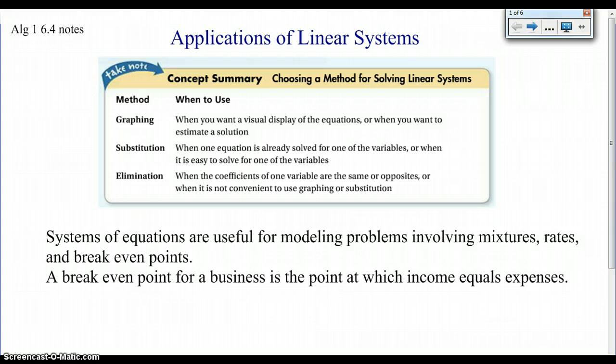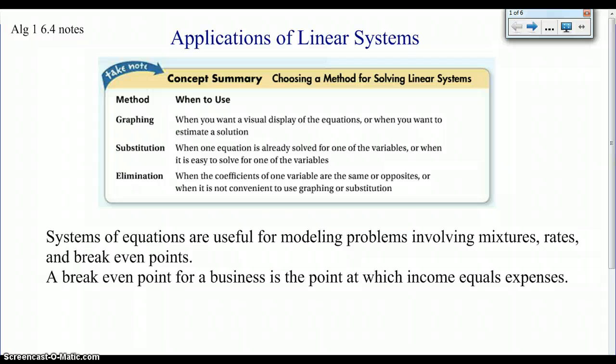One thing we have to keep in mind is which method to choose. You can see the three options listed here in the chart. When you need to see an answer or just need an estimate, graphing is a good option. With substitution and elimination, it basically comes down to what's easier to do. You'll have to make that choice problem by problem, but if you understand the two processes, you could use either, though you might look at one and say this one looks like a better option than the other.